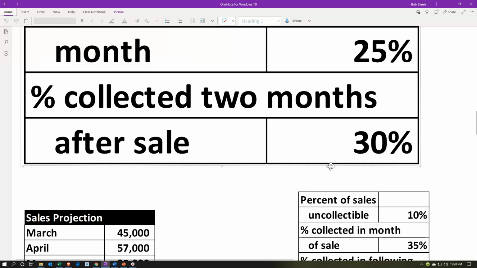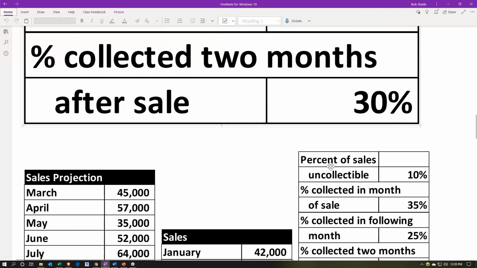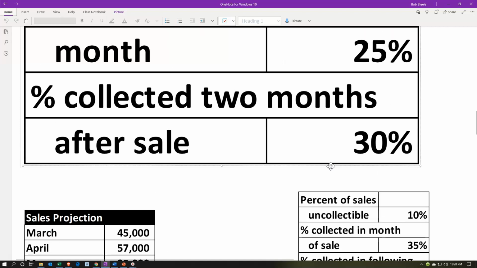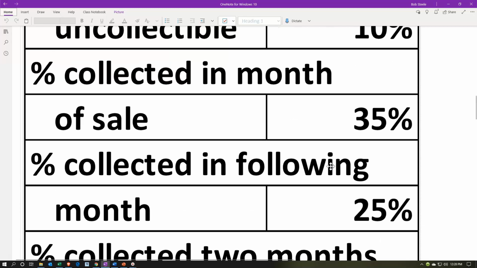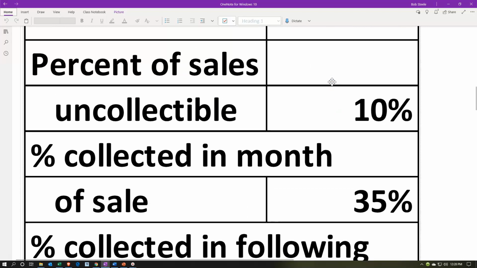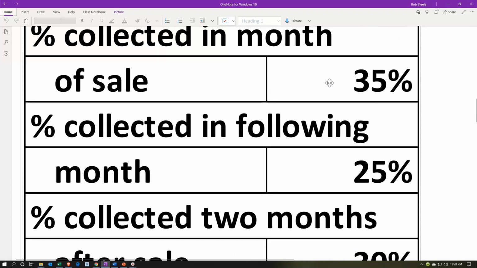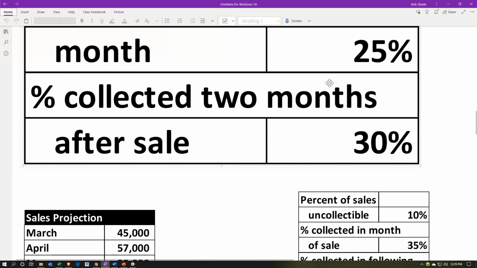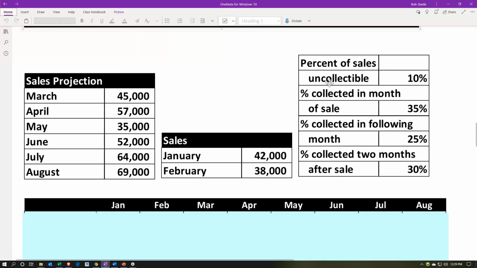Then we have the percent collected 2 months after the sale, meaning we did the work, we sent out the invoice, and it took 2 months before we were finally able to collect on that. 30% fall into that category, which is kind of high. We're working on lowering that and increasing our collection and accounts receivable turnover. The fact that that's so high is probably why we have a fairly high percentage of sales that are uncollectible in total. But that's another story. That's what it is for now. So we're working on that being better. But in any case, now we're going to figure out our cash flows based on that information.